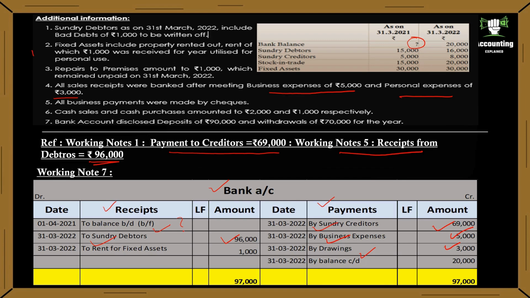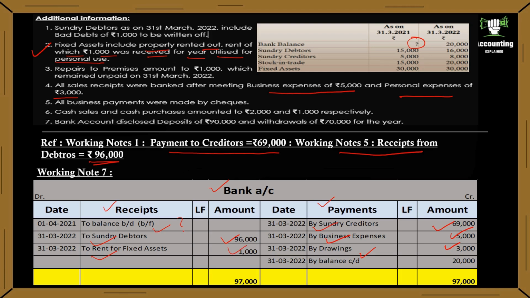Next, see the second point in your question. Fixed assets include property rented out, rent of which ₹1,000 was received for a year, utilized for personal use. So this fixed asset has been rented out and we have received 1,000 as the rent, but it has been used for personal use. That we will take care of later. Now first we will just include that 1,000 as the rent in our receipts. So to rent for fixed assets, ₹1,000.